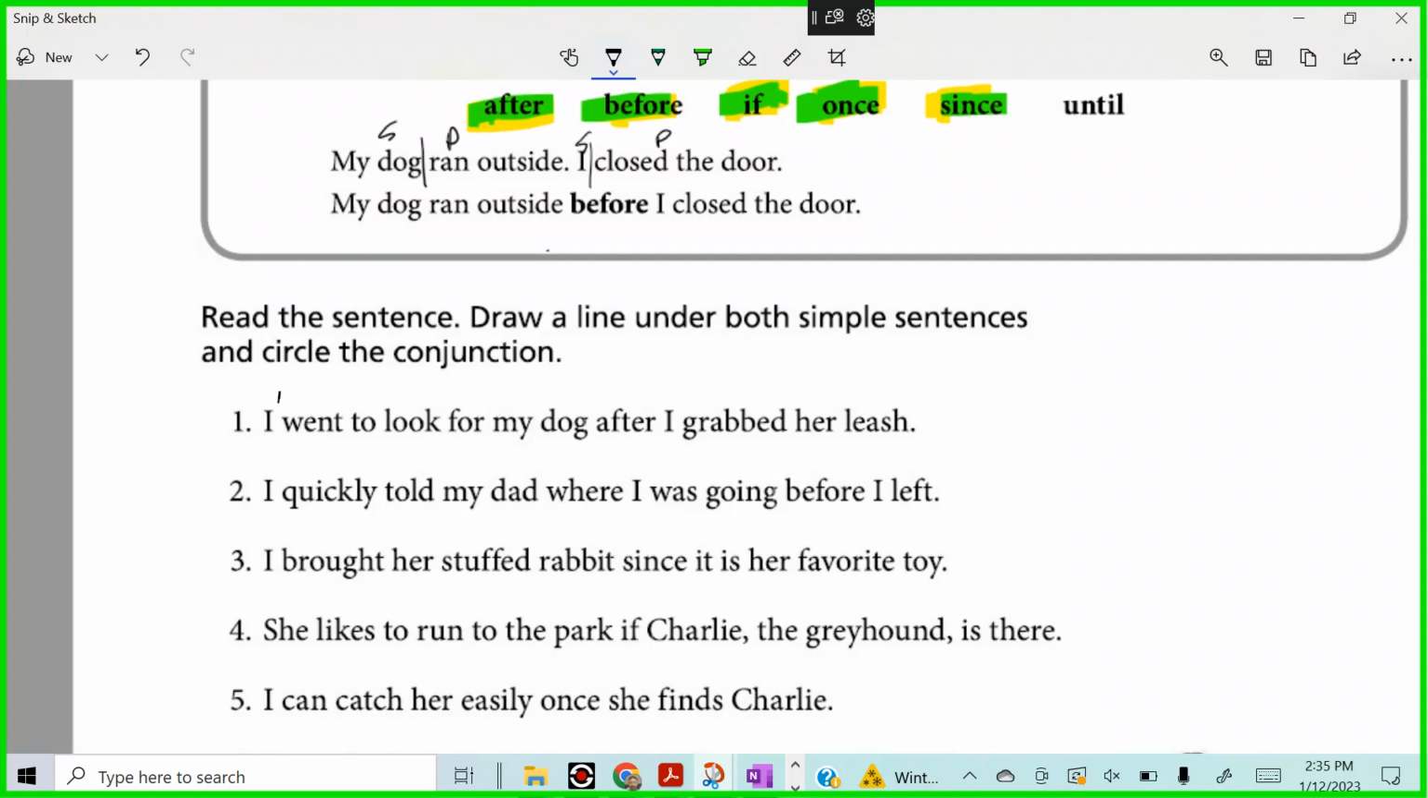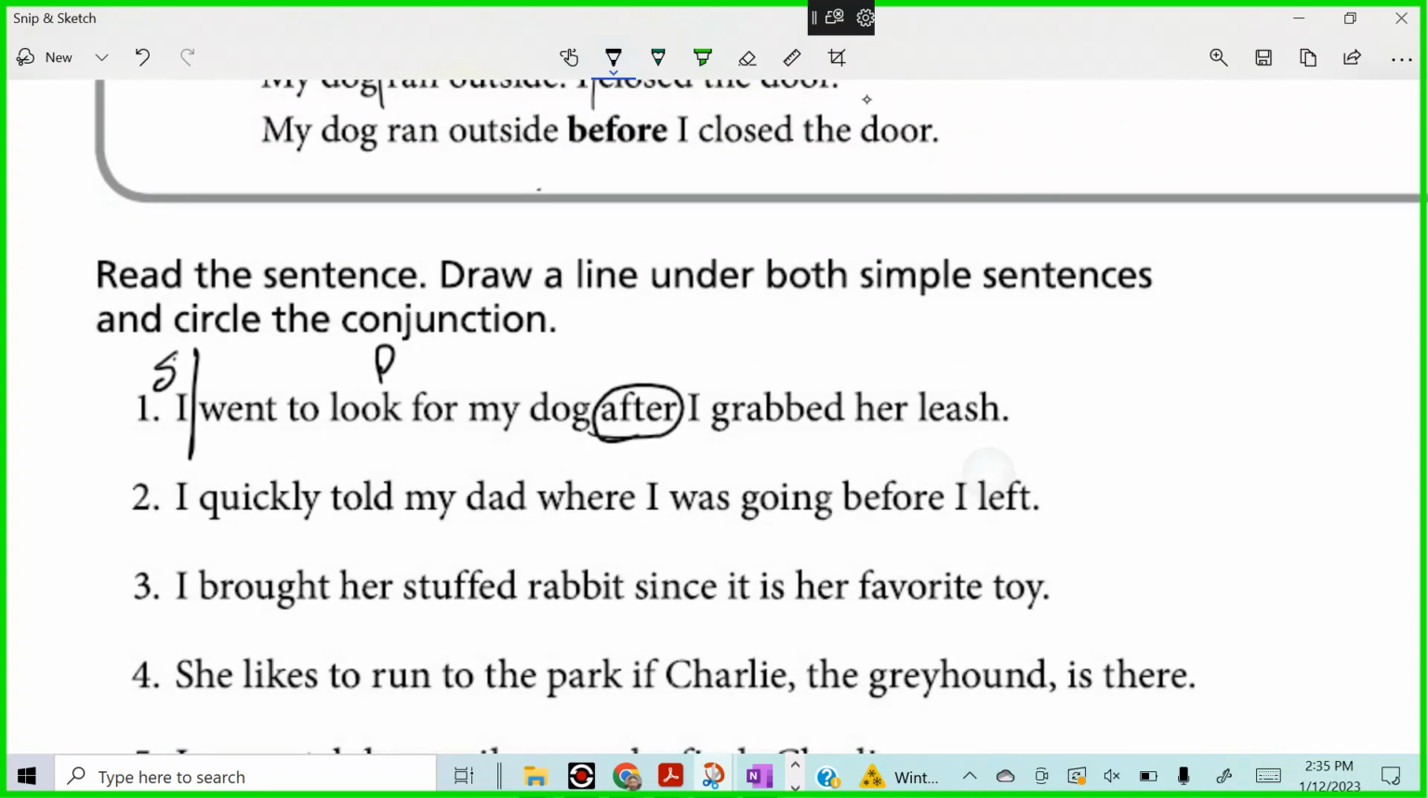Okay, guess what? I want you to identify the subject. I went to look for my dog. What did I do? I went to look for my dog. That's the predicate. And then we're going to circle the subordinating conjunction after I grabbed her leash. I grabbed her leash. Is that a complete sentence? Yeah, because it has a subject and a predicate.